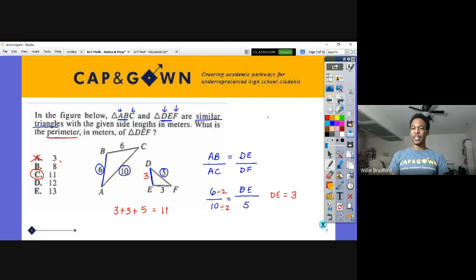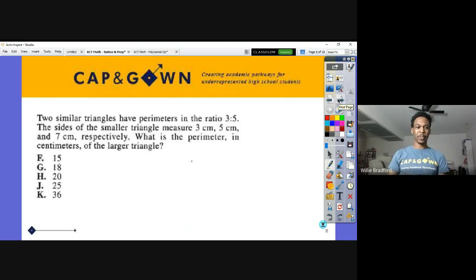All right, let's take a look at a few more. They get a little bit harder. In this case, we have two similar triangles. There's that similar triangle again. And they have perimeters in the ratio of 3 to 5. The sides of the smaller triangle measure 3, 5, and 7 centimeters respectively. What is the perimeter in centimeters of the larger triangle?